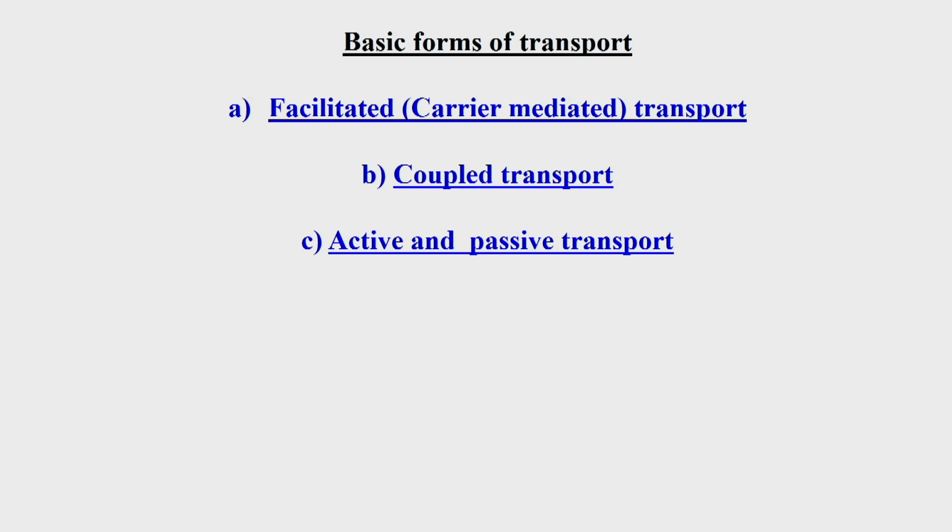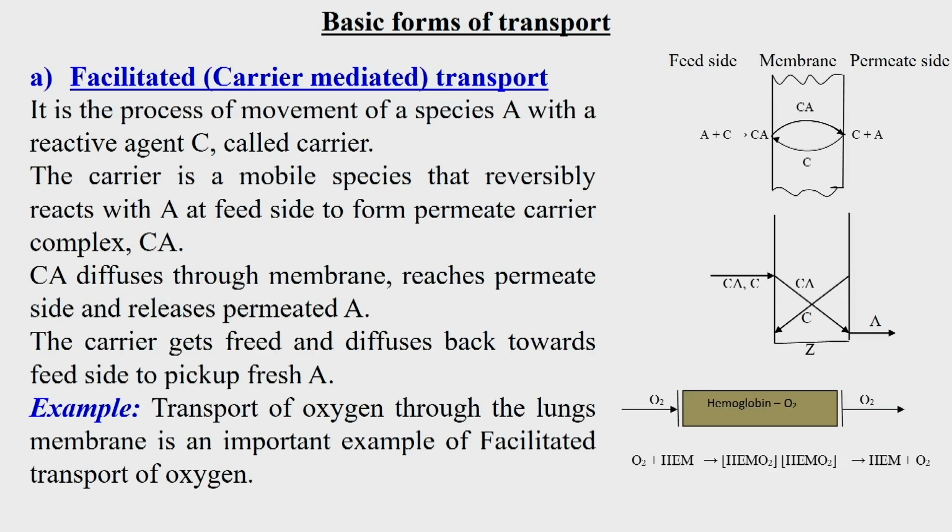Now, the basic forms of transport. One is facilitated transport, that is carrier mediated transport, another one is coupled transport, and the third one is active and passive transport through the membrane. So, the first one is facilitated or carrier mediated transport. This is very simple, it is a process of movement of species A with reactive agent C, that is called the carrier. Suppose A is there, this is our target component that will be separated using this membrane, and one carrier component is there, that is C.